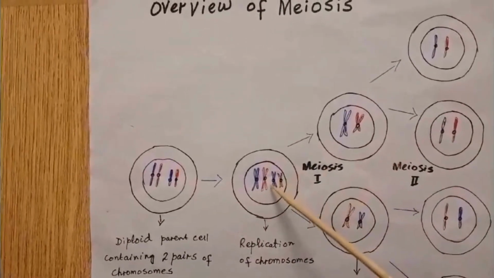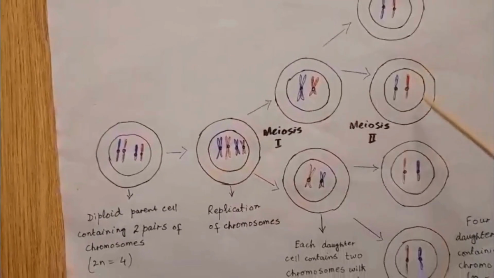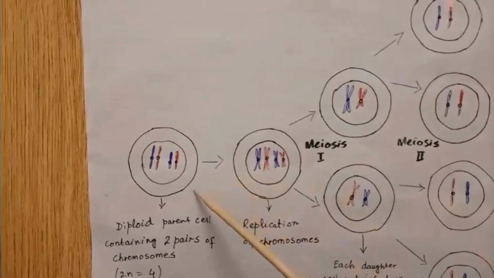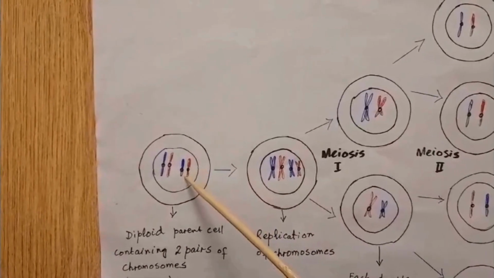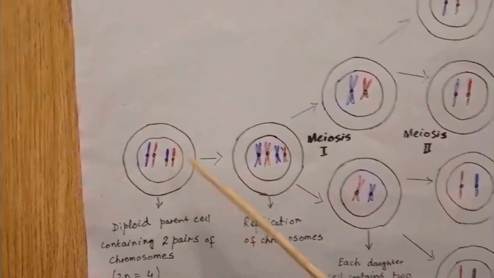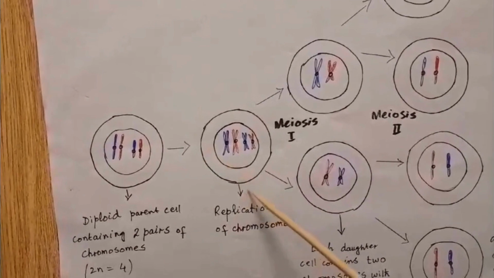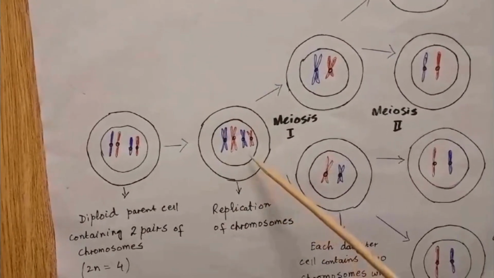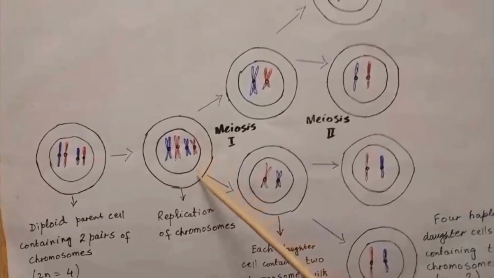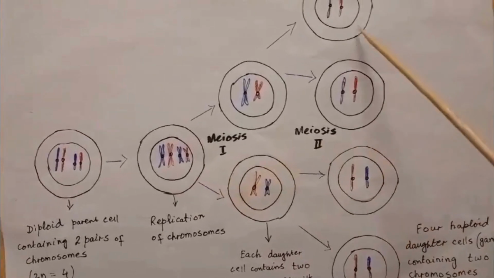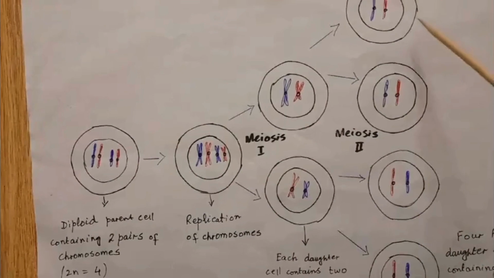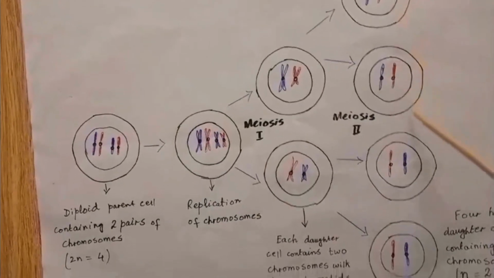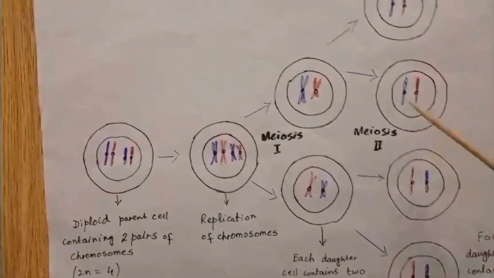Why does one cell divide into 4 daughter cells? For example, in this case, the number of chromosomes in the parent cell is 4. So after the DNA replication, the number of chromosomes becomes 8, and these 8 chromosomes will be divided into 4 cells equally. 2 chromosomes would be going to each cell.